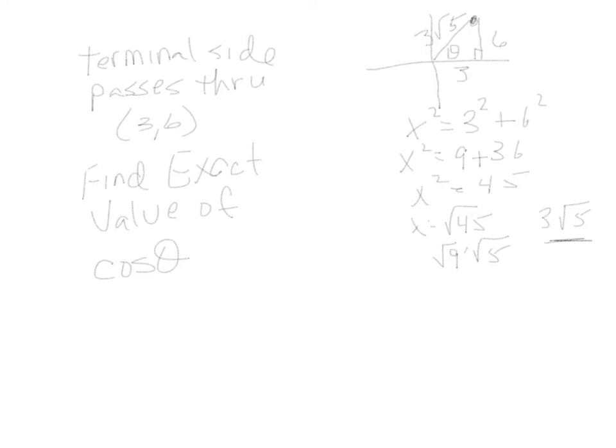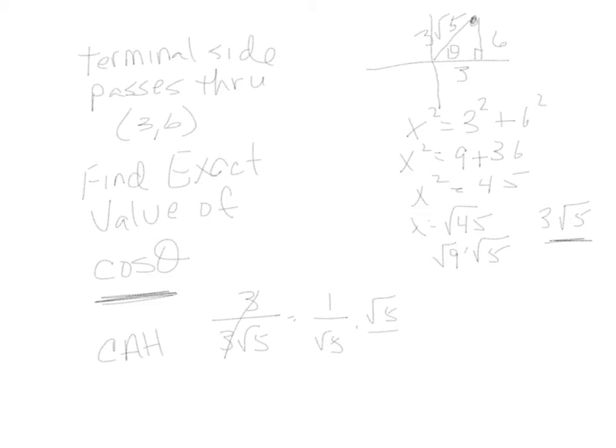What's the exact value for cosine? Cosine, using SOHCAHTOA, cosine is adjacent over hypotenuse. Adjacent is 3. Hypotenuse is 3 radical 5. If you can't simplify, that would be your answer. If you can simplify, like in this case, the 3's will cancel, leaving 1 over radical 5.